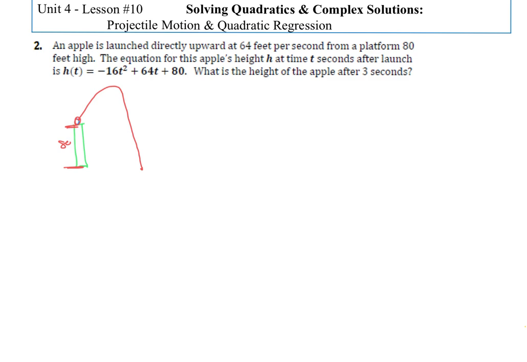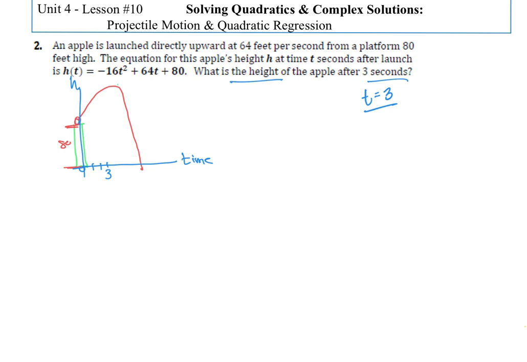So remember that where we start, okay, that's our h-axis, and our x-axis is now our time. So we're wanting to know, okay, this would be 0, 1, 2, 3. What is the height of the apple after 3 seconds? So what we're saying here is t equals 3. Well, we're asking what is h when t is 3. So this one's actually really simple. We don't need to overcomplicate it.